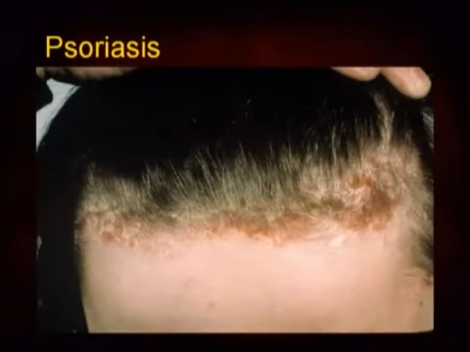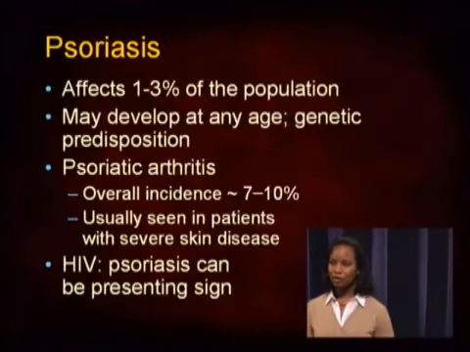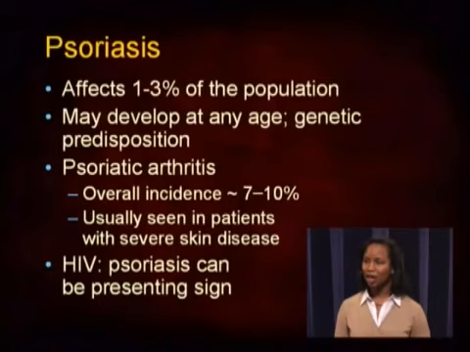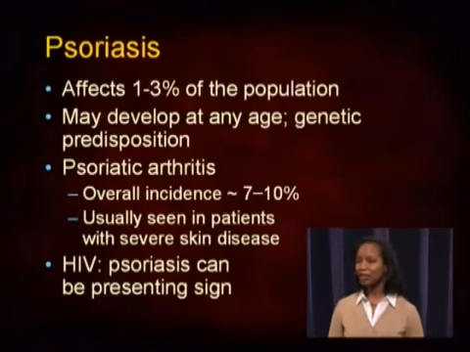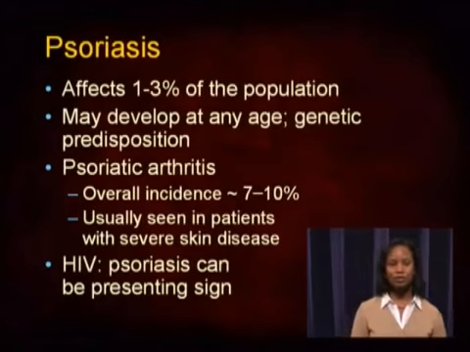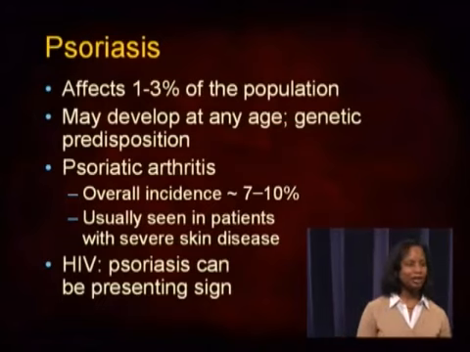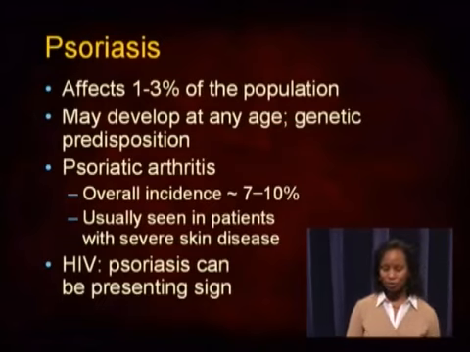So this is a patient with psoriasis, and she's got the typical erythematous patches and plaques with silvery scale right there on the surface. This is pretty common, affecting about 1 to 3% of the population. It can develop at any age, although 75% of patients with psoriasis have their onset before the age of 40, and really the median age of onset is about 28 years old.